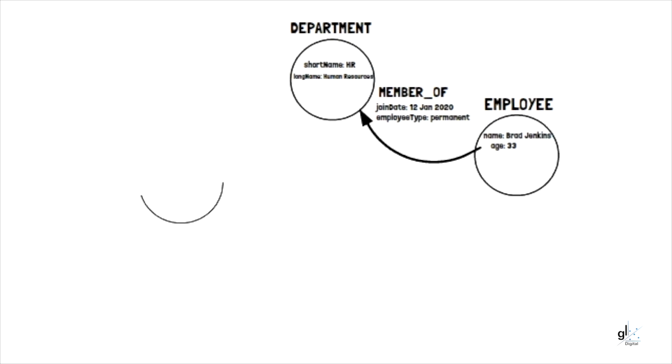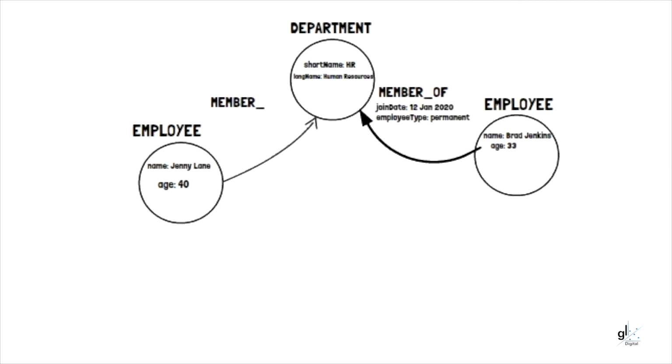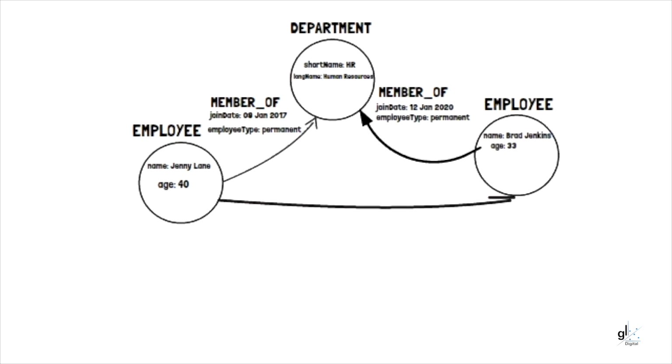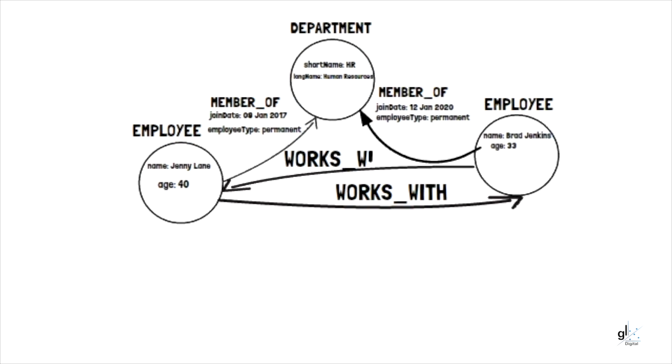Here we have the second employee node, who has the name Jenny Lane. Jenny is also a member of the HR department. We can save relationships between employees within our graph database. So Jenny works with Brad. We can also create another works with relationship in the opposite direction where Brad works with Jenny.